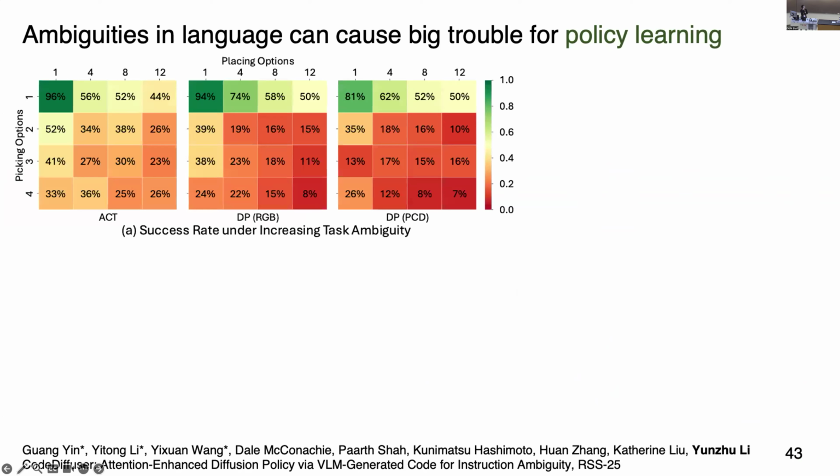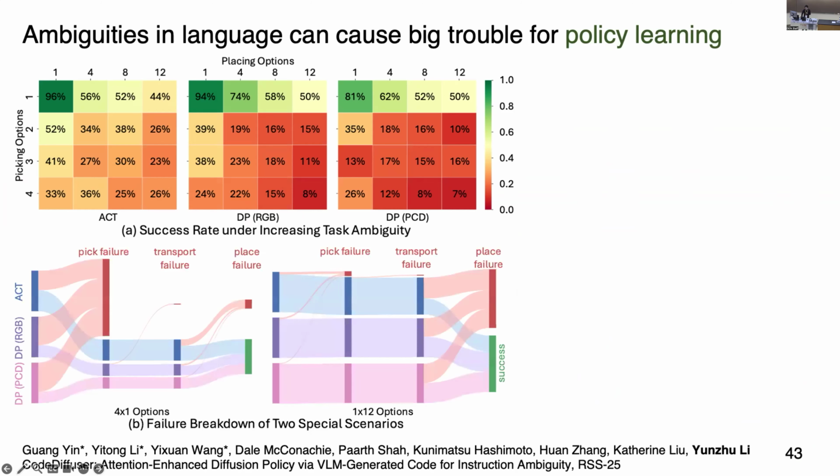For example, here is a graph where we show 3 plots showing 3 methods: ACT, diffusion policy based on RGB images, and diffusion policy based on point clouds. The horizontal axis shows the placing options. In total, there are 12 placing options of this battery insertion tray. And the vertical axis shows how many batteries you can pick from. There are in total 4 batteries. So as you can see, as the modalities increase over the picking modalities and also the placing modalities, the performance drops noticeably.